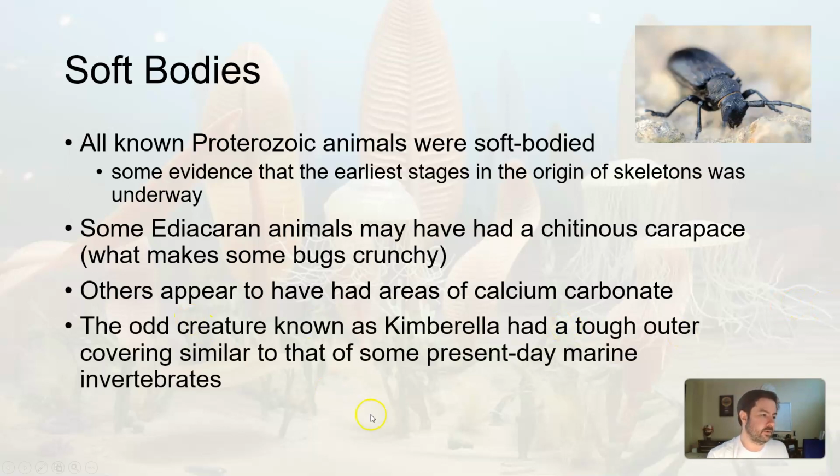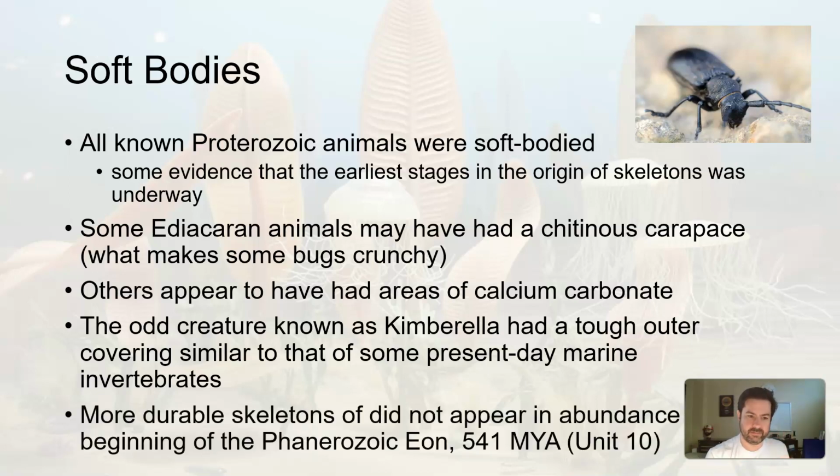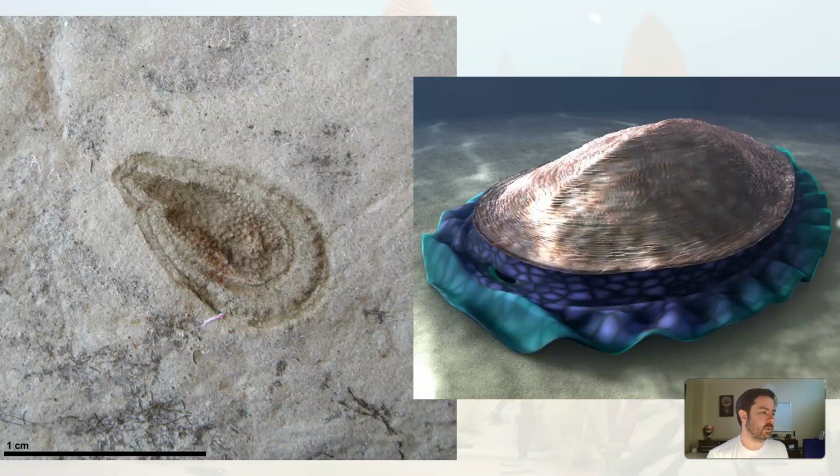There's an odd creature known as Kimberella, which had a tough outer coating similar to that of some present-day marine invertebrates. So it's kind of like not just a shell, but more of a tough, quasi-leathery coating. More durable skeletons did not appear in the fossil record until the beginning of the Phanerozoic eon, the beginning of the Paleozoic, again starting around 541 million years ago, and we'll talk about that sort of life in Unit 10. So here's a Kimberella.